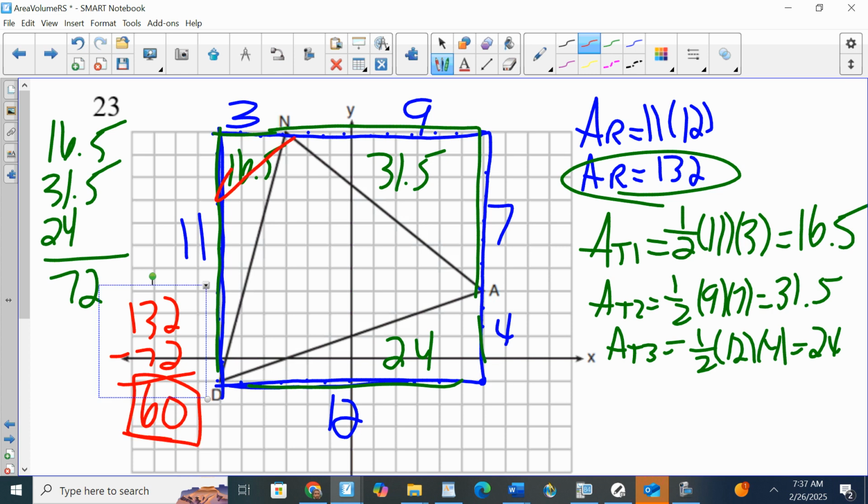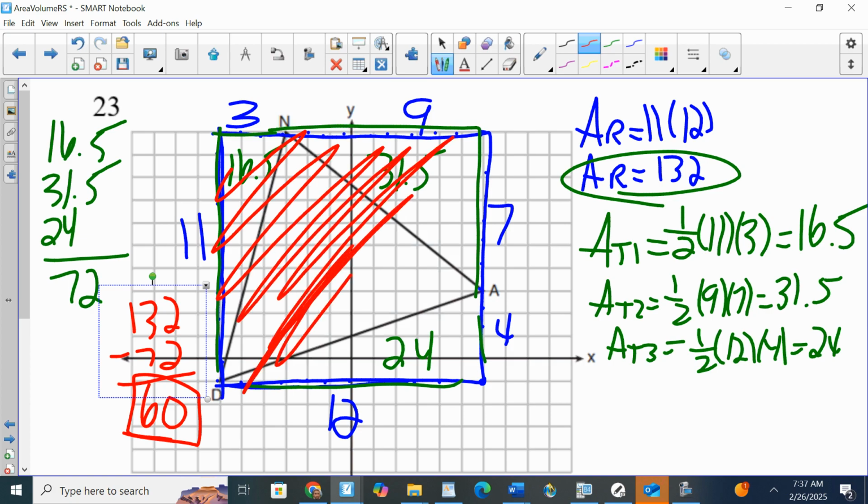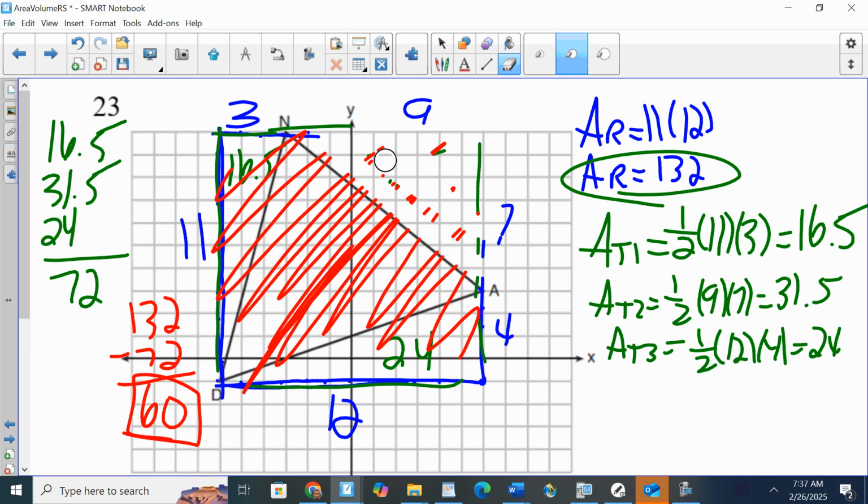So basically the concept here is I'm finding the area of the rectangle, and then I'm subtracting all of those outside triangles, and that leaves me with the shape I'm trying to find. If it's a triangle, there'll be 3 outside triangles. If it's a quadrilateral, there'll be 4, and that's it.